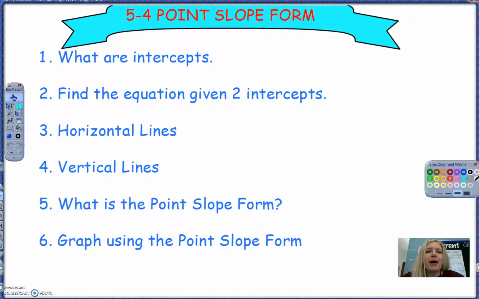Hi guys, so this is lesson 5.4 and we're going to be learning about another type of equation, a different form to write it when we're using slope, and it's called the point slope form. But we have 6 things that we're going to get through in this video: intercepts and horizontal and vertical lines, which is a little bit of a difficult concept, and then going into what point slope form is and how to graph using it.